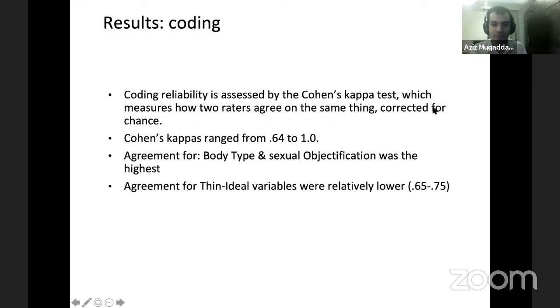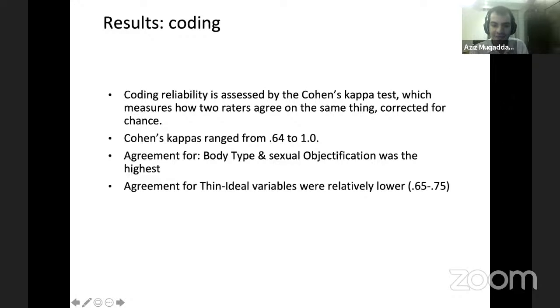And so the Cohen's Kappa ranged from 64% to 100%. In some variables, they agreed 100%. In some variables, the agreements were about 60-ish%. The high agreements were when they did body type, so thin, overweight, muscular, and when they did sexual objectification. And you can guess why, because sexual objectification was defined very explicitly and very strictly, right? So that's why it had a high level of agreement.